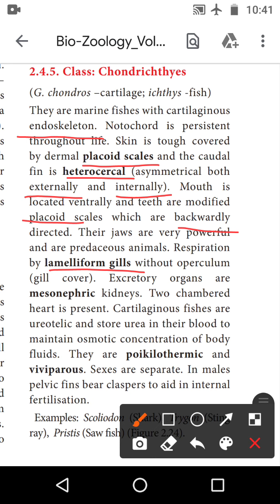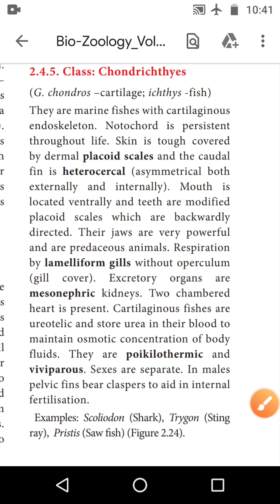Why is it named the operculum? It is always opening and closing, so the name is operculum. But in this organism, the cartilaginous fish, respiration is by lamelliform gills without operculum. Operculum means the gill cover, and it is absent.